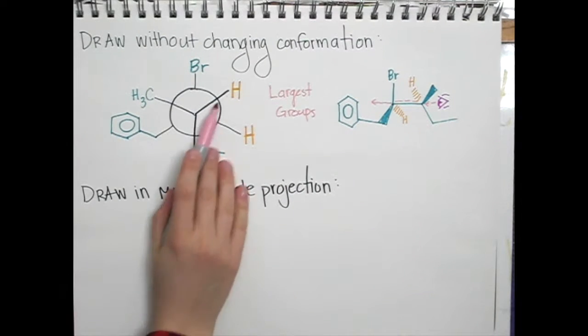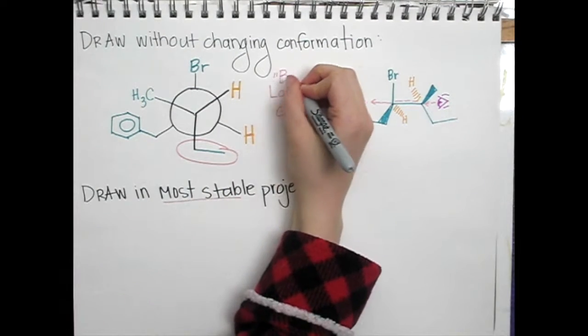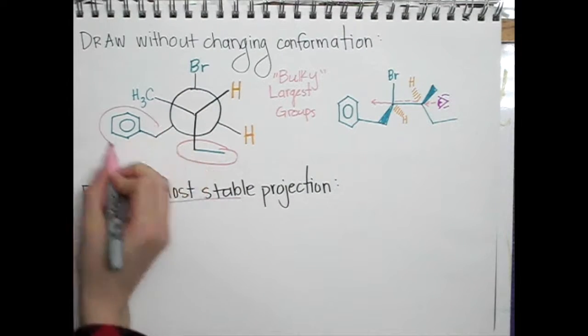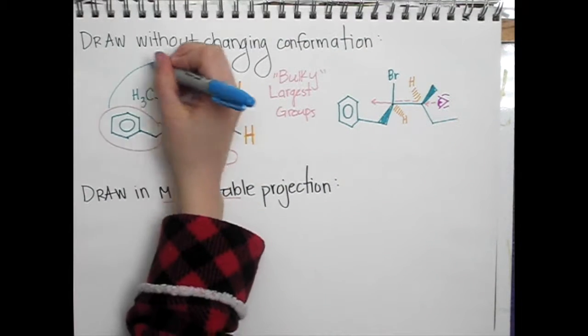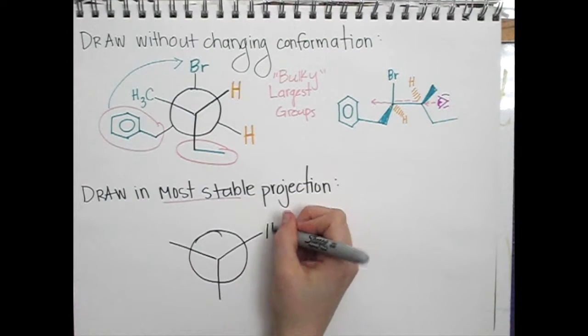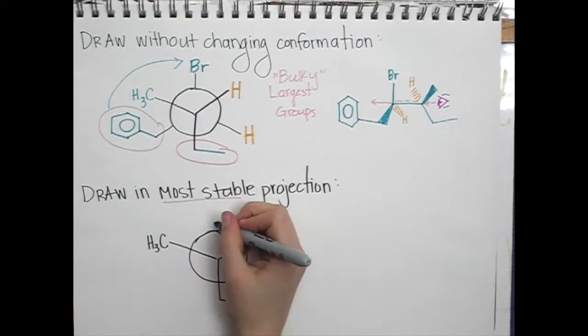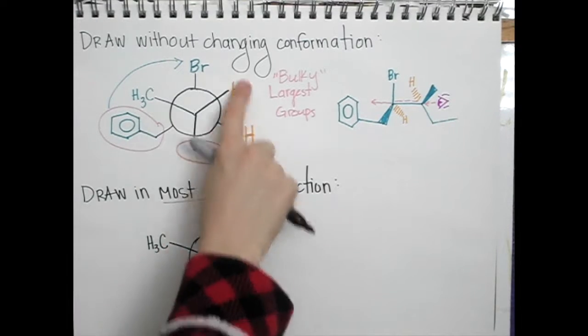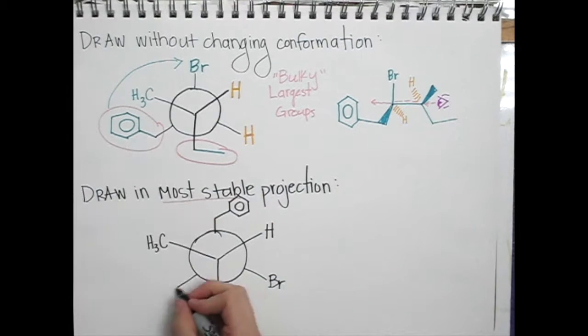Now we have to decide what our largest groups are. Front carbon will be our bulky ethyl, back carbon will be our bulky benzyl group. Now we gotta make them 180 degrees apart from each other. Just gotta rotate everything in the same way.